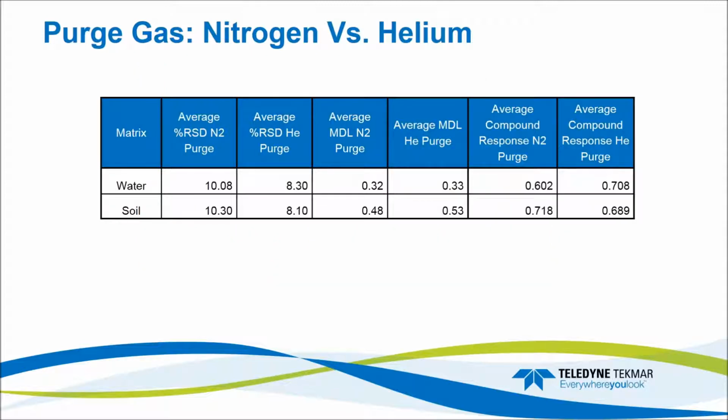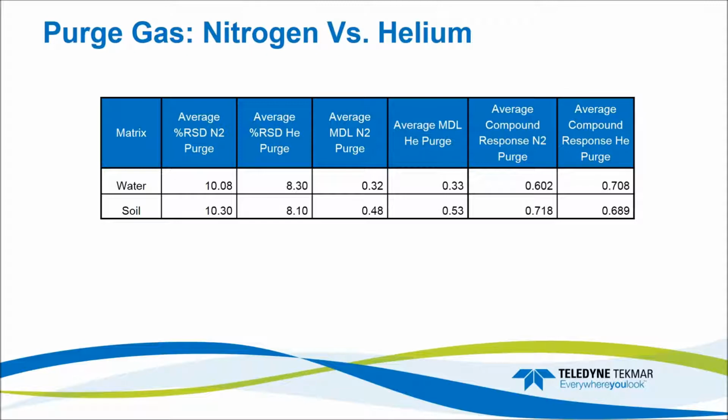So let's just look at some of the actual numbers here. We see that calibration results, so our percent RSDs in our calibrations, are very similar, maybe a little tighter in helium, but again, really good results. 10% RSDs on calibrations are very good, whether we're talking in-vial purge or liquid purge on the sparger, and whether we're talking about nitrogen or helium, those are good results.